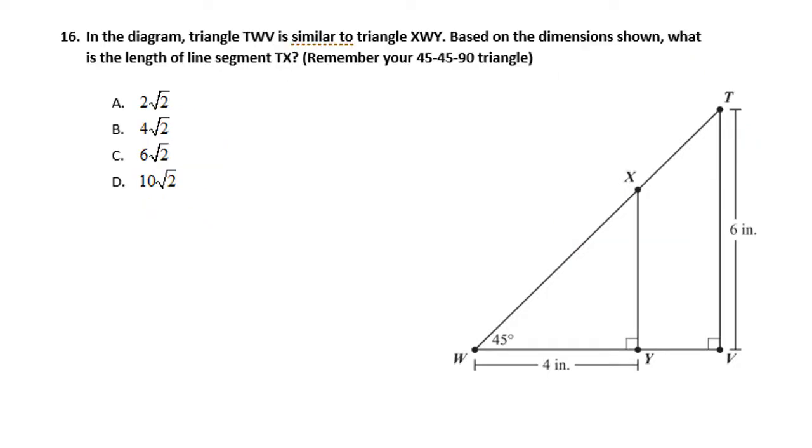Number 16. In the diagram, triangle TWV is similar to triangle XYW. Based on the dimensions shown, what is the length of line segment TX? Remember your 45, 45, 90 triangle. A, 2 root 2. B, 4 root 2. C, 6 root 2. D, 10 root 2.